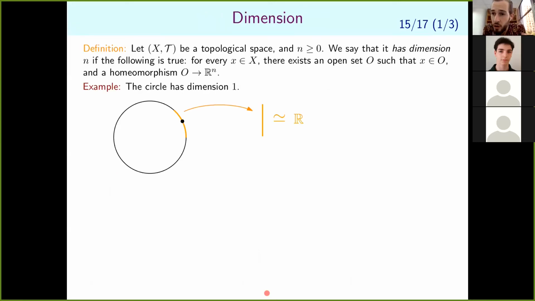But thanks to this theorem, invariance of domain, I can define something very interesting, which is called dimension. Consider a topological space. I say that this topological space has dimension n if for every point of my space, I can find an open set around this point, such that this open set is homomorphic to Rn. This is a definition of dimension.